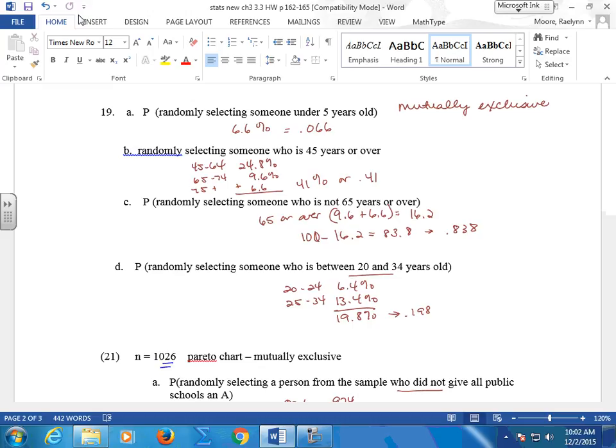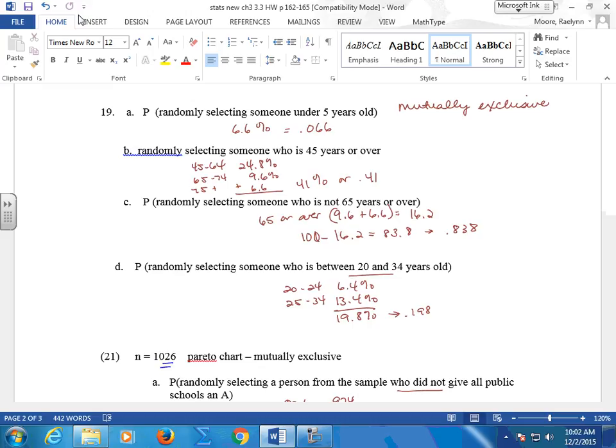Randomly selecting someone who is 45 years or older, because this is mutually exclusive, you can add the 45 to 64, the 65 to 74, and the 75 and older. Just add your percentages. It makes much more sense.